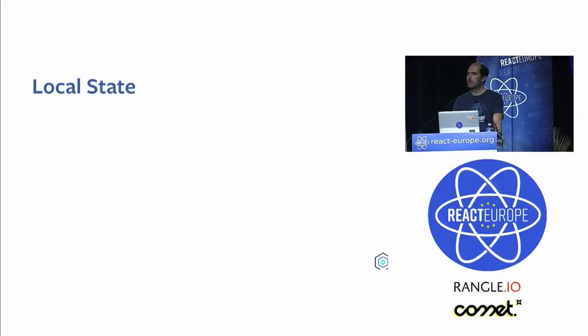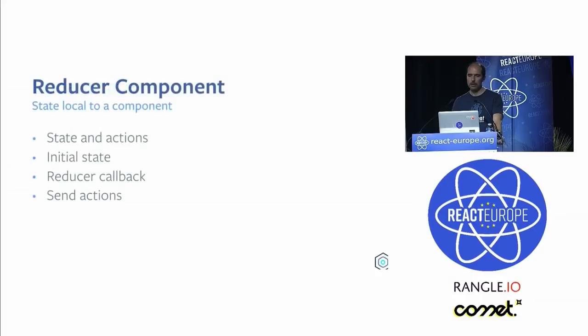So next, I will go through the same example, but from the point of view of local state. To do that, we're going to introduce a reducer component, which is a component with state. It has a bunch of ingredients. It has a state and a set of actions that operate on that state. It has the initial state, and then you need to specify a reducer callback. The reducer callback specifies how each action operates on state. And finally, you need to have a way to send actions to the component.